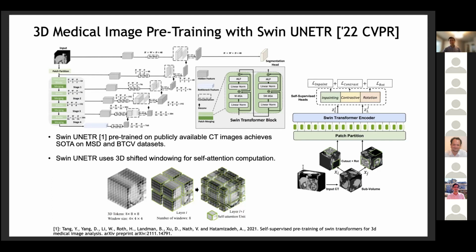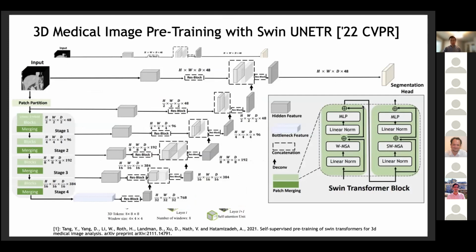And Swin UNETR uses a 3D-shaped window for self-attention computation. The formulation does patch-based encoding, puts it into the Swin Transformer encoder, and then handles the downstream task or pre-training. Here are some details of the architecture. You can see we incorporate it into the encoder part, and for the decoder part, we use regular convolution to achieve the final segmentation result.